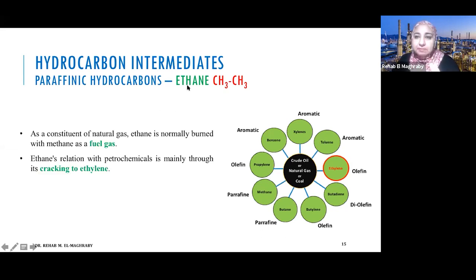So ethane by itself is not a building block of the petrochemical industry. Methane is a building block for the petrochemical industry. As I told you, using methane we can produce syngas, and from syngas we can produce many other important petrochemicals. Ethane by itself is not a building block for the petrochemical industry. It has to be converted to ethylene. So ethane has the potential to be converted to ethylene.